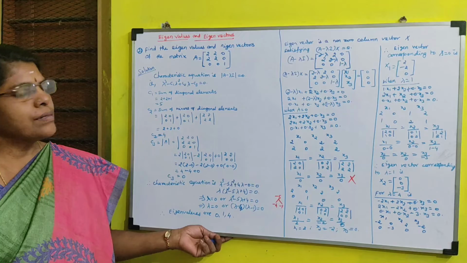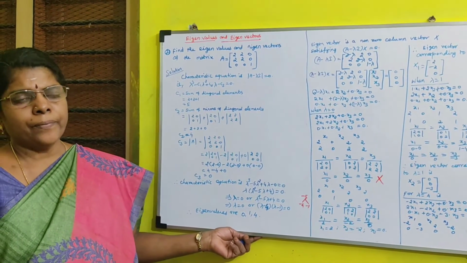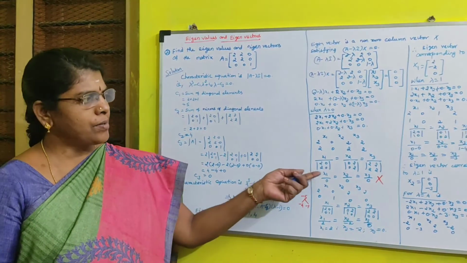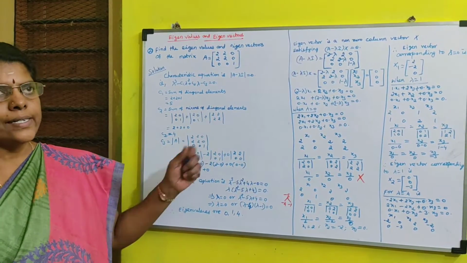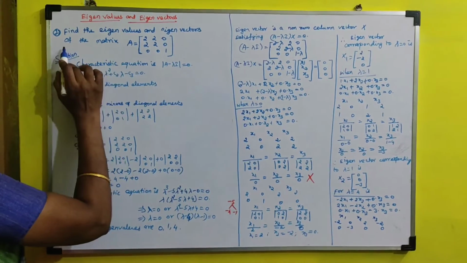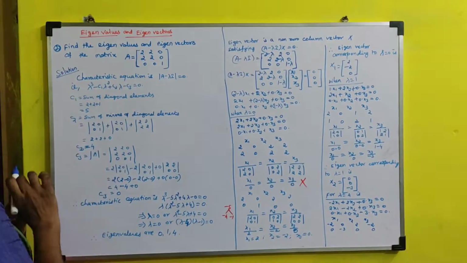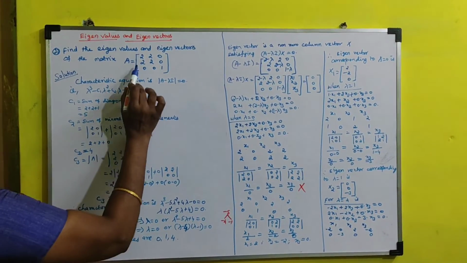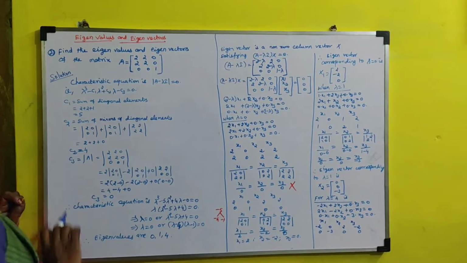In previous class, நம்ம eigenvalues eigenvectorல ஒரு problem பார்த்தோம். Eigenvalues eigenvectorல இந்த problem கொஞ்சம் different-ஆ இருக்கும். So, let us see this problem. Find the eigenvalues and eigenvectors of the matrix A equal to 2, 2, 0, 2, 2, 0, 0, 0, 1.